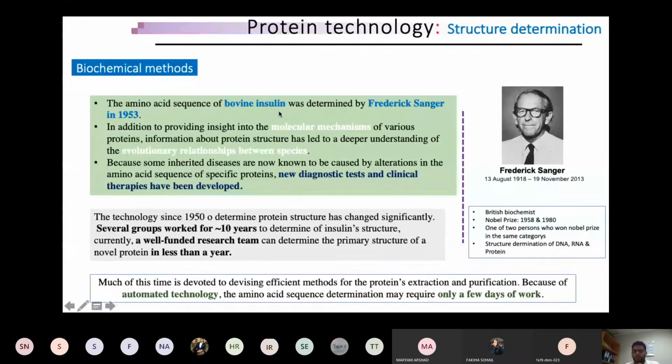For the first time, in 1953, he gave the structure of bovine serum insulin. Of course, it was not a three-dimensional structure at that time, rather it was an amino acid sequence. First thing first, we will see in coming slides that structural prediction cannot be possible without knowledge of the primary protein sequence. So it was the first thing you need to determine, what types of amino acids are there in a protein sequence.